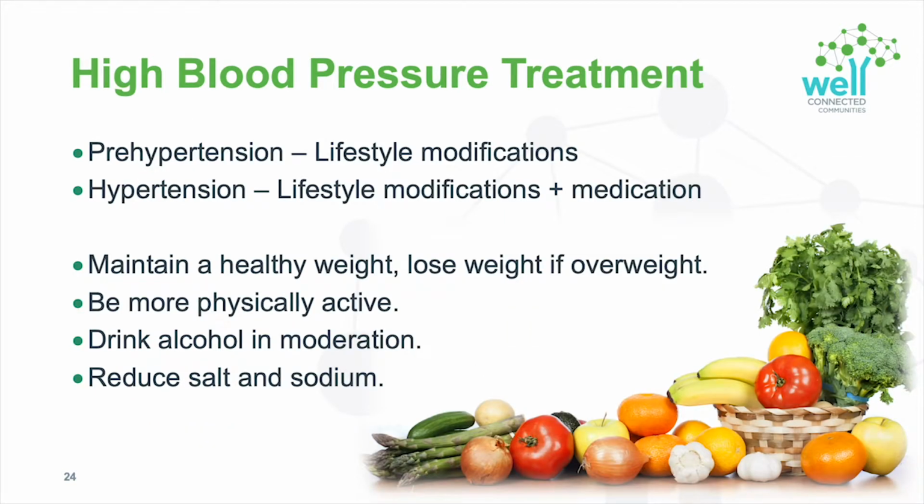Pre-hypertension can be treated with lifestyle modifications, but a person with stage 1 or stage 2 hypertension will likely need to take prescription medications, plus make lifestyle changes. Being overweight or obese is a major risk factor for high blood pressure. It's estimated that 75% of men with hypertension and 65% of women with hypertension can directly attribute the condition to carrying extra weight. Being more physically active can help with weight loss. Drinking alcohol in moderation and reducing salt and sodium are also recommended lifestyle changes.